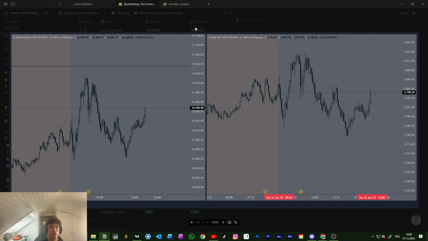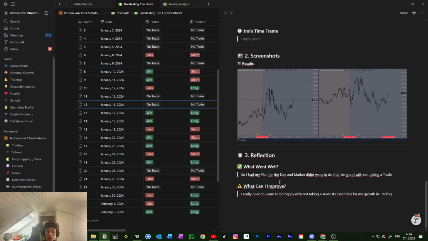So what do we learn from that? Journal better. I'm really trying to journal better, but it really hits on my patience, and I'm not the most patient person, but I'm getting there. And then what did I write down? What went well? I had my plan for the day, and the market didn't do what I expected it to do. I'm good with not taking a trade. That's perfect. That's something I still struggle with today.